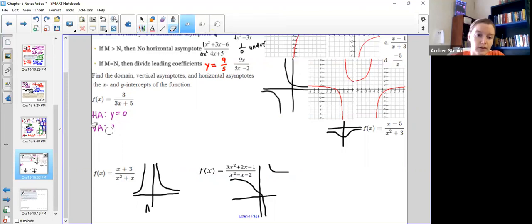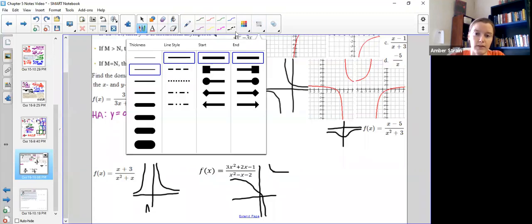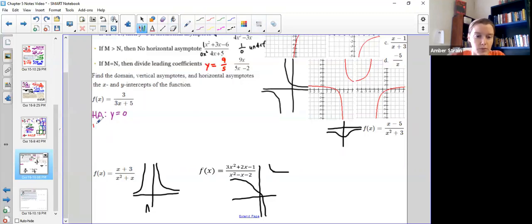Hang on one sec, let me color code this so we can keep everything nice and neat. So we take the 3x plus 5, and we see what would make that equal 0. We don't care about the top at all. We just want to know what would turn the bottom into a 0 because that number is a no-no. We have to throw them out. So we do just a little bit of algebra.